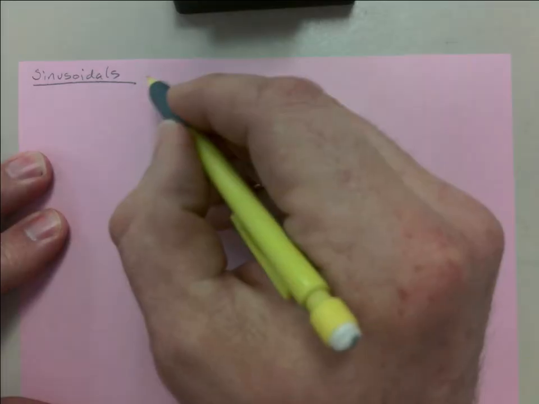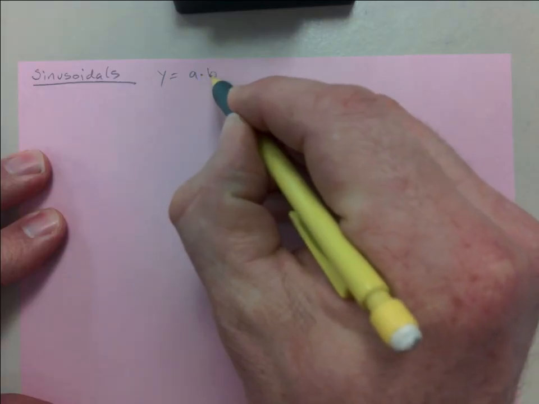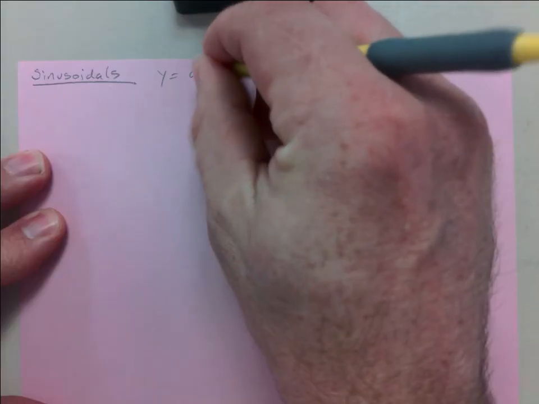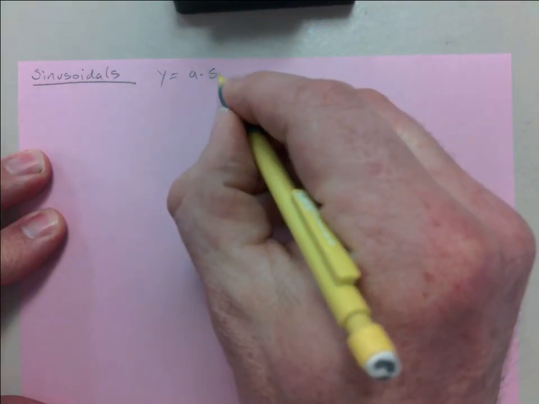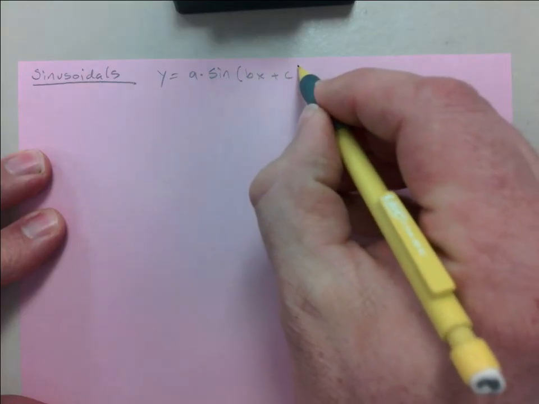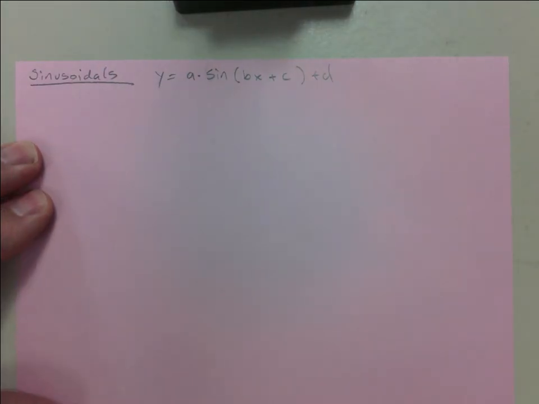For sinusoidals, in general it looks like this, right? Sorry, A times sine of bx plus c, plus d.